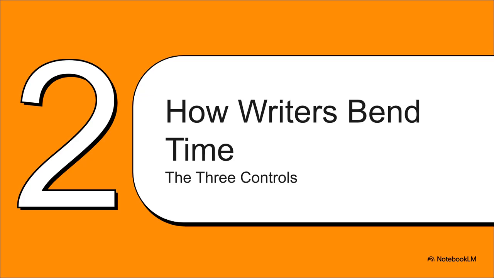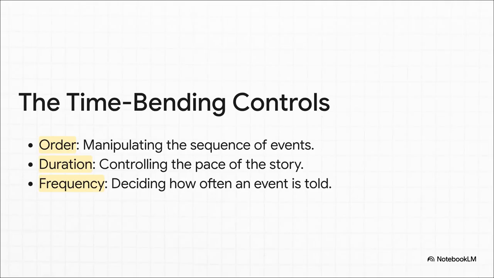Well, it turns out they have 3 main controls they can play with, almost like the knobs on a mixing board. Yeah, a brilliant theorist named Gerard Genette basically broke it down to these 3 things: the order you see events in, how long you spend on them, and how many times you're told about them. Let's dig into each one.